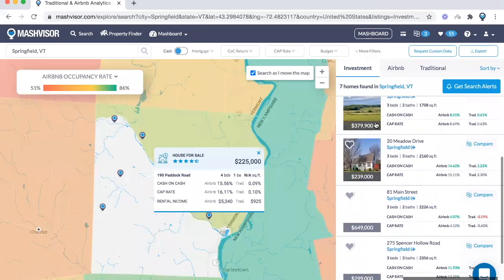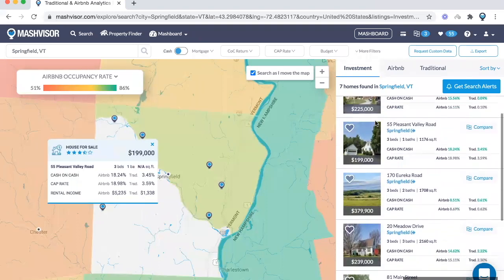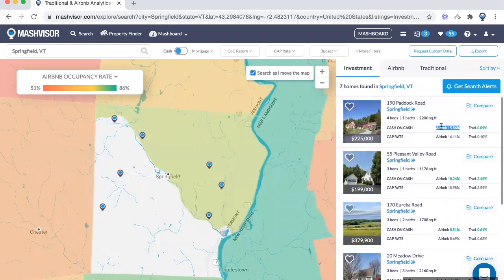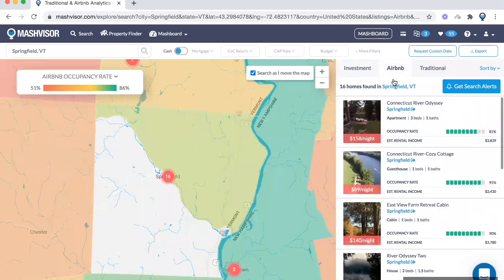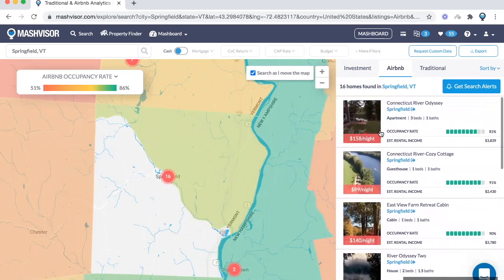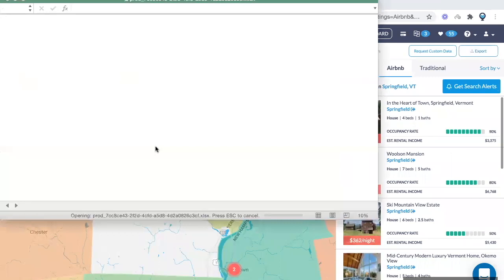The investment tab shows you properties that are on the market for sale. These are homes that you can buy that we've analyzed for you. We are helping you determine their Airbnb, cash on cash, and cap rate. The way we are doing that is we're collecting Airbnb data directly from the Airbnb website. That information is available here in the Airbnb tab. You can access the data that we're collecting by clicking on the export. This will download an Excel sheet providing you with historical Airbnb data.